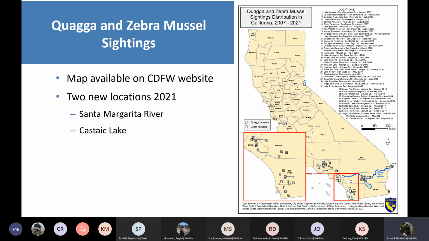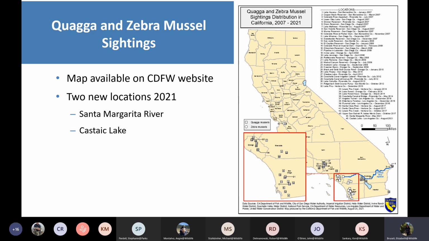Most of the locations are in Southern California, and all but one of the infested locations are quagga mussels. We only have one reservoir with zebra mussels. That's San Justo Reservoir, which has been closed to recreation for a number of years. Unfortunately, we did find quagga mussels in 2 new locations in 2021. That was in the Santa Margarita River and Castaic Lake.